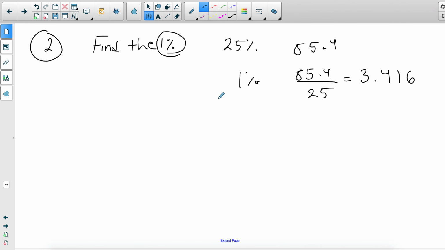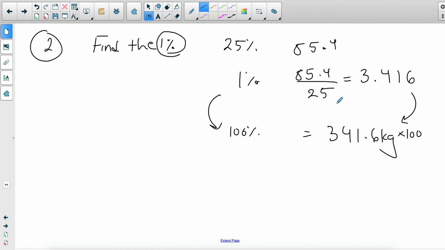And so if I want to find the 100%, I'm just going to multiply by 100. And I multiply this by 100. And I get 341.6 kilograms. So same method. So as you notice, we still divided by 25. We multiplied by 100. It's just understanding the concept.